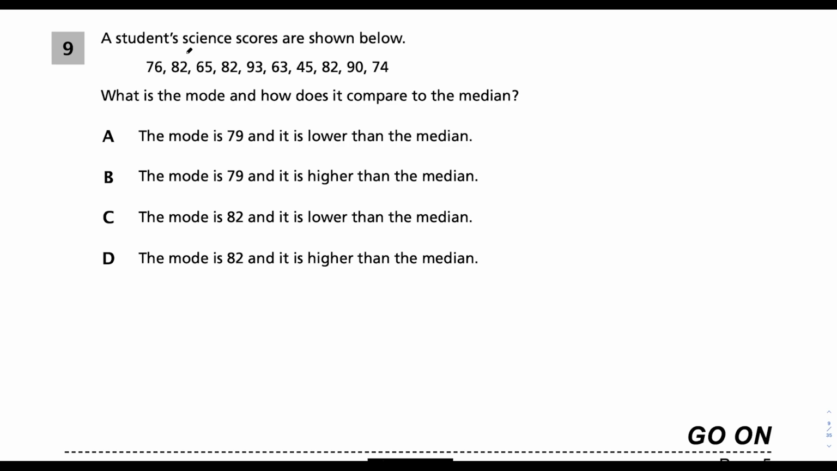So question 9, we have a student's science scores shown below. We want to know what is the mode and how does it compare to the median. Well, to find the median, we need to make sure that this data is in order from least to greatest. So let's go ahead and organize it.